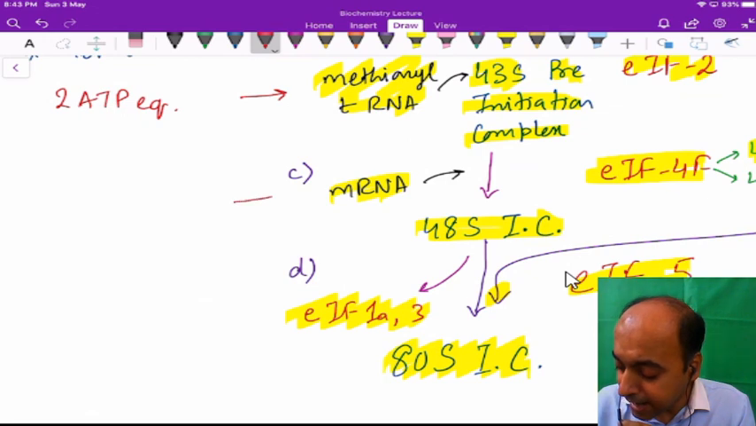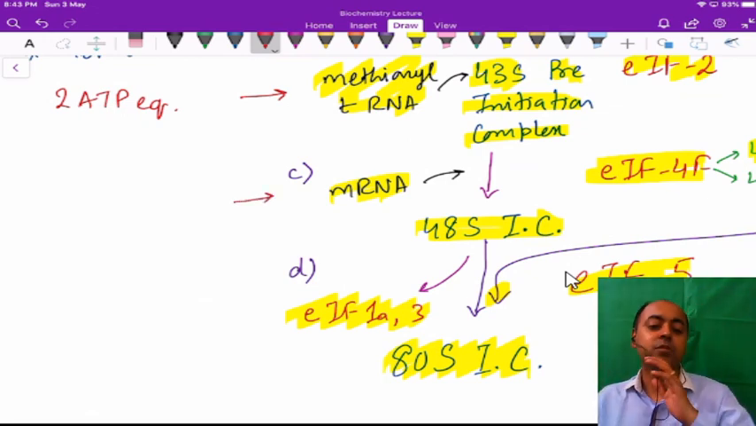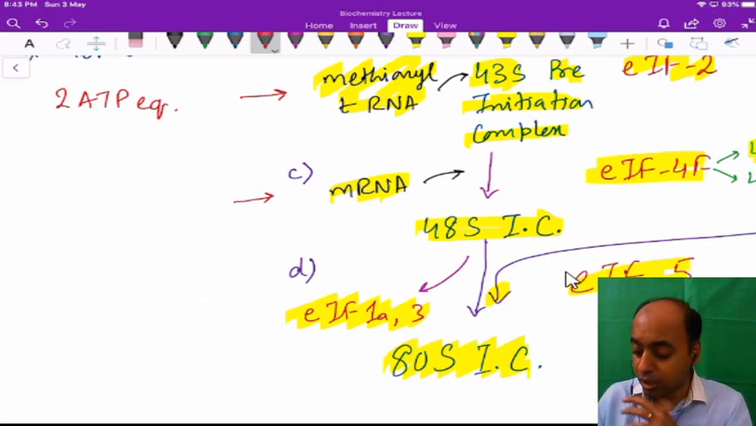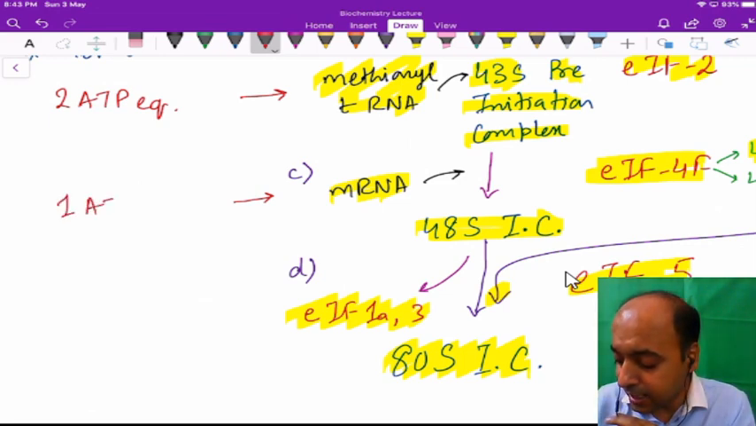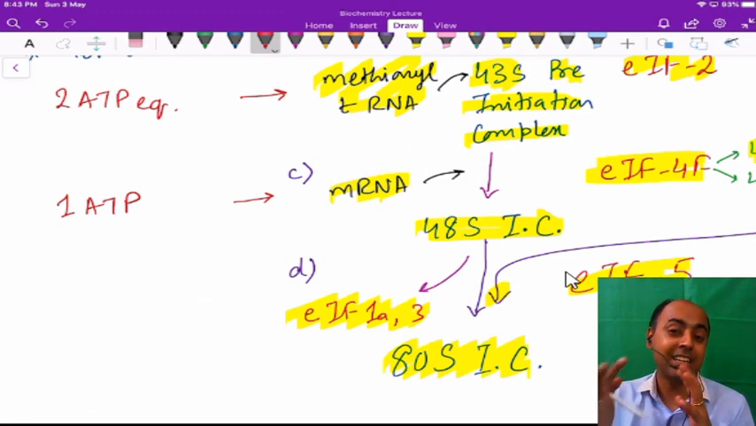Similarly, identification of the messenger RNA and subsequent attachment to the initiation complex involves 1 ATP. Messenger RNA has been brought in and the process of identification has to be completed and then it has to be dragged in. It is a big molecule and requires 1 ATP.